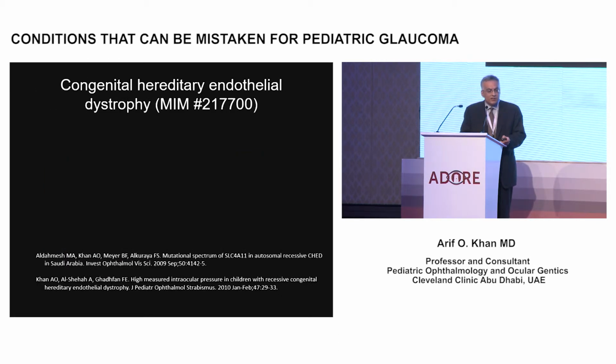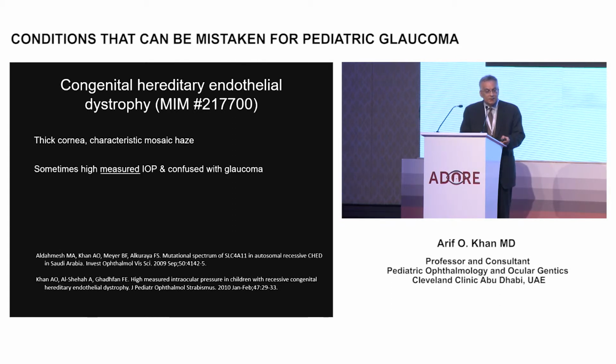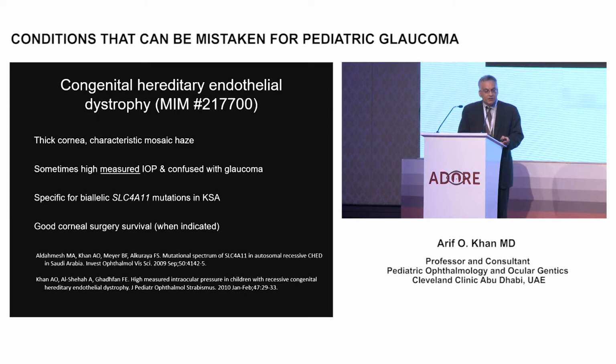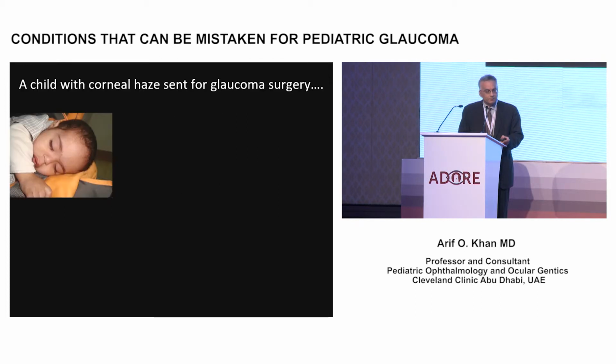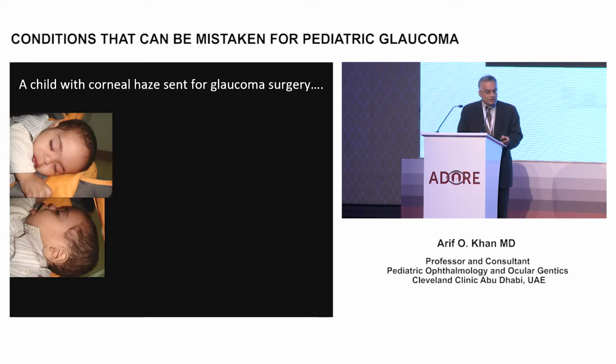So congenital hereditary endothelial dystrophy, these children have thick corneas, characteristic haze. Sometimes they have high measured IOP and are confused as glaucoma, specific for a particular gene mutation, and they do very well with corneal surgery when indicated, so making the diagnosis is important. Here's a child with corneal haze sent for glaucoma surgery. I don't have pictures of the corneas to show you, but I do have pictures of his face. And when we look at his face, there are some features that are distinct.